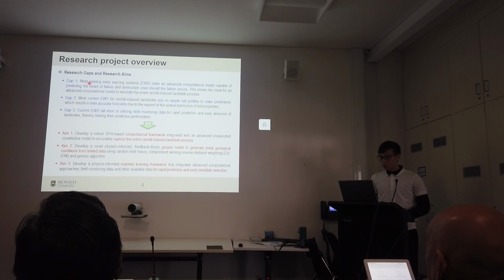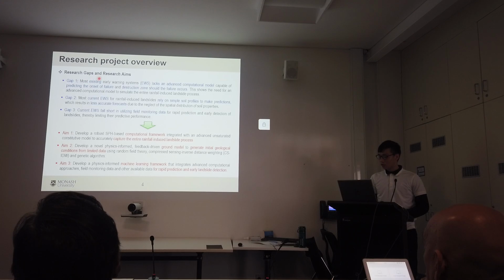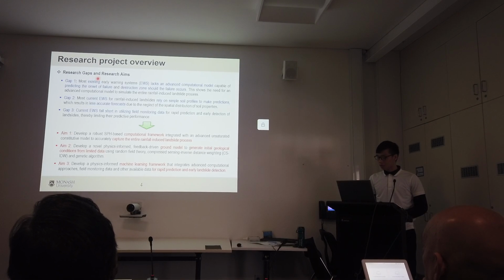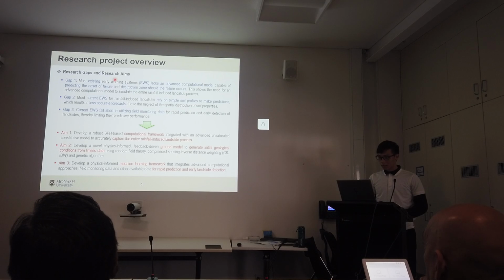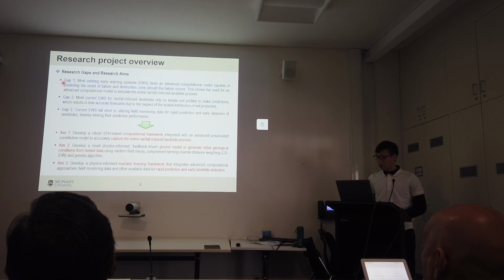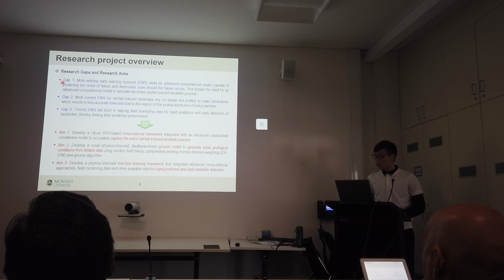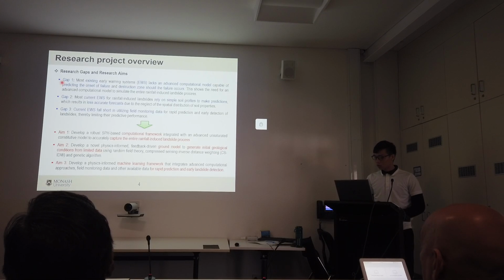So this slide shows you the research gaps and research aims in my project. The literature review was presented in my confirmation presentation, so it will not be repeated here. Gap one is that the existing early warning system lacks an advanced computational model that not only predicts the onset of failure, but also the distribution zone should the failure occur, for mitigation planning.